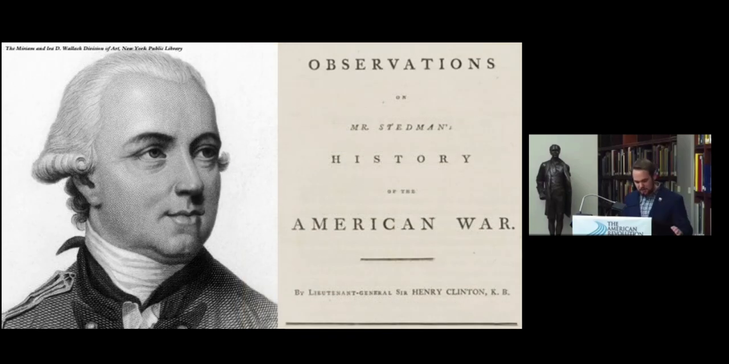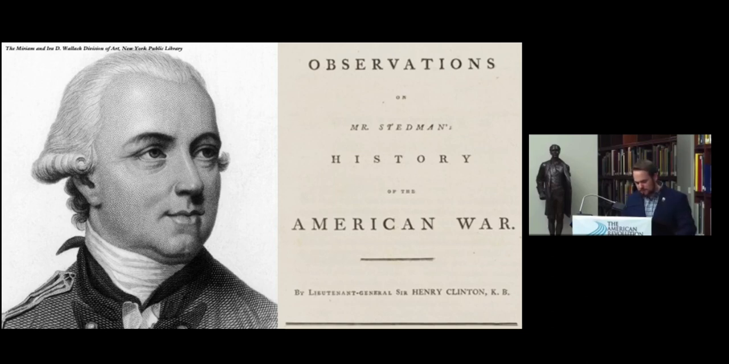As if these annotations weren't enough to prove Clinton's obsession with clearing his name, shortly after Stedman published his history, Clinton launched his final defense by publishing a more formal 34-page manuscript entitled Observations on Mr. Stedman's History of the American War. His thoughts on Volume 2 are all included in this manuscript and make up pages 5 through 34. There are only 2 series of events that are really discussed in Clinton's observations.